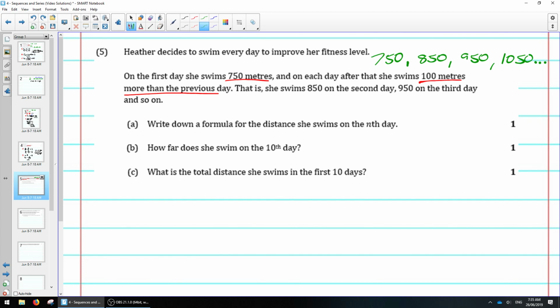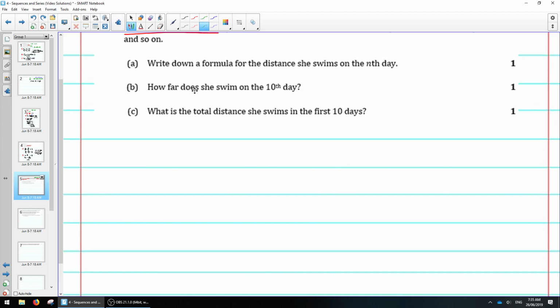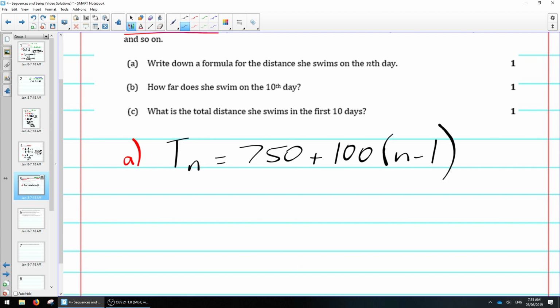So we need to write down the formula for distance. Putting this into our Tn formula, I'm just going to put it straight in. So we have a, which is 750, d, which is 100, and then n minus 1. The question's not asking us to find any particular day, we're trying to find the nth day, so we just keep it in terms of n.